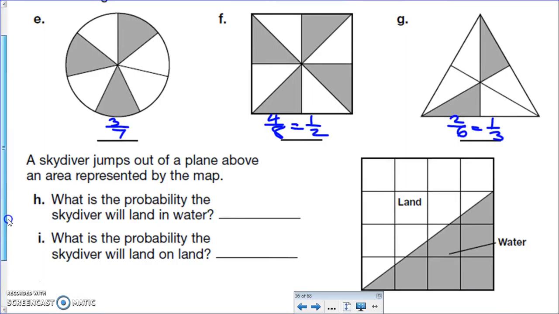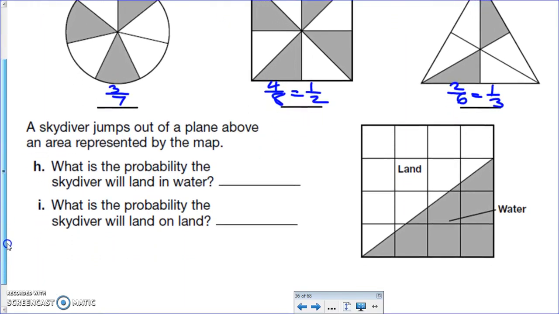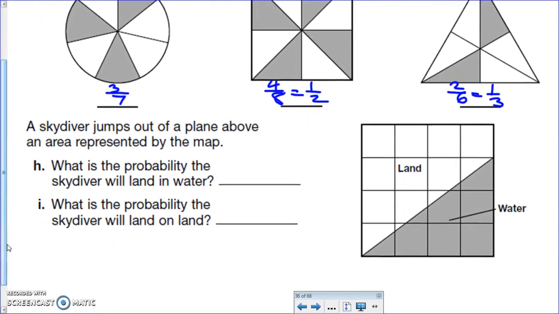A skydiver jumps out of a plane above an area represented by the map to the right. H asks what is the probability the skydiver will land in water, and I wants to know what's the probability it will land on land. So the first thing we need to look at is we can tell we have 16 squares. Now, we have a number of squares that are partially covered, and we have to figure out how to work with those. So what we're going to have to do to get these to full squares is mentally move some pieces to fill in so that we have whole squares instead of partially shaded ones.